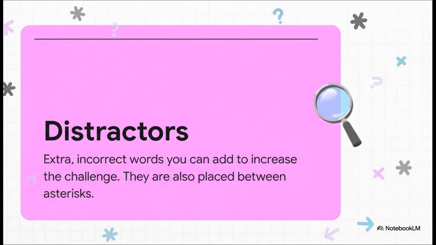Well, you can add what are called distractors, basically extra incorrect words that show up as options. And you make them the exact same way, just by wrapping them in asterisks in that same text box. They won't have a matching blank, which forces the learner to really think and not just guess.